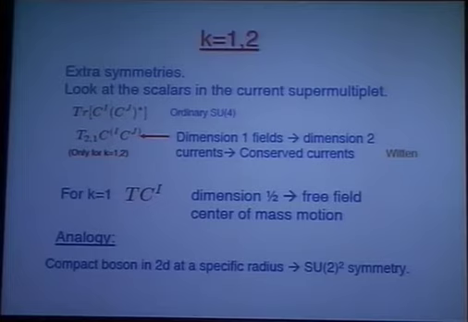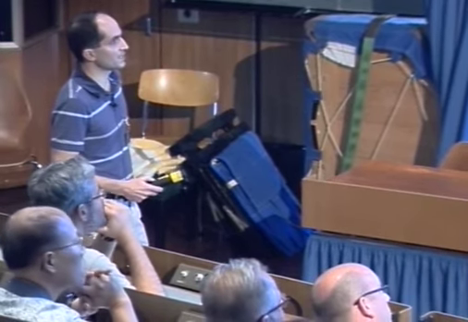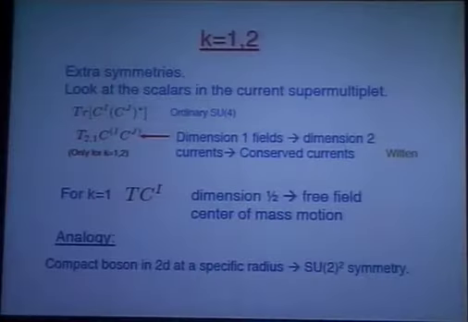Now, this fact that for special values of k we have extra symmetries is a fact that is familiar from other theories. So, for example, if we take a compact boson in 2 dimensions, it has a parameter which is the radius of the boson. And in general, it only has U(1) cross U(1) symmetry, but at a special value of the radius, the symmetry is enhanced to an SU(2) symmetry. And so here is something similar. We have enhanced symmetry for particular values of the level, of the Chern-Simons level.